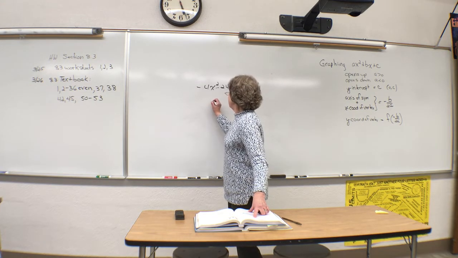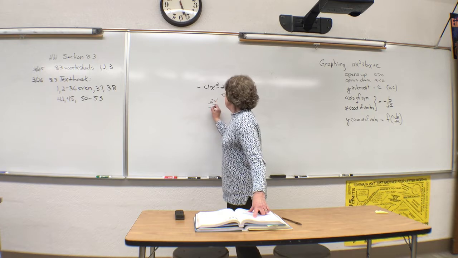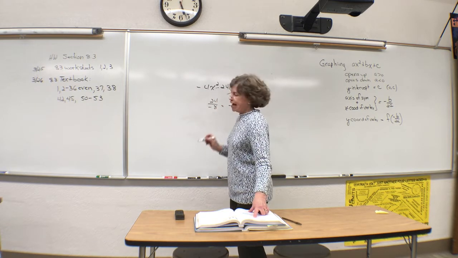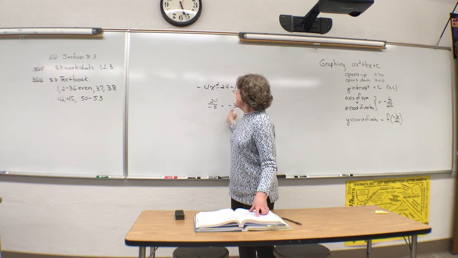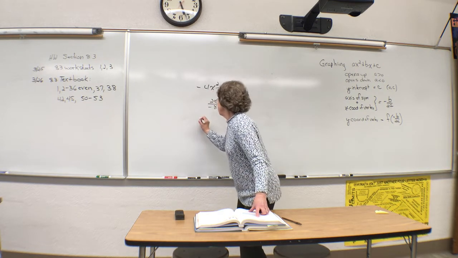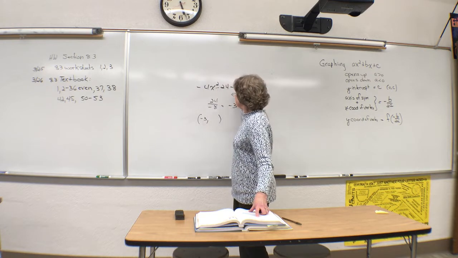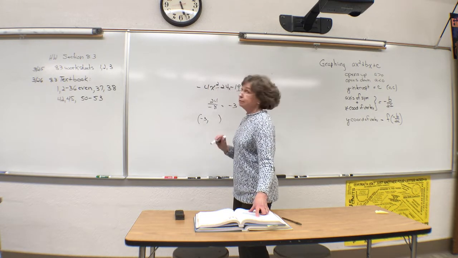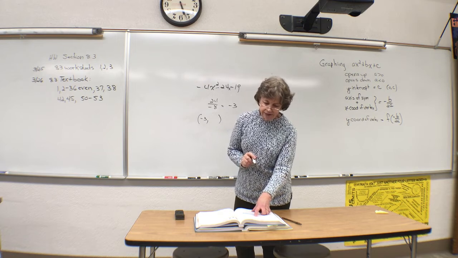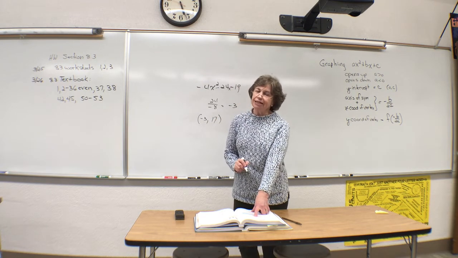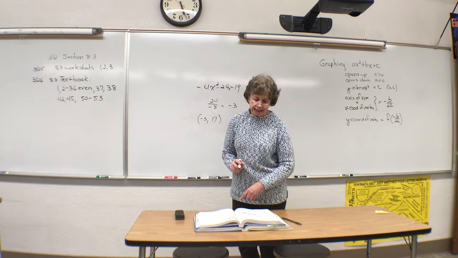When they plug in, I've got 24 over negative 8. I'm going to have a vertex at negative 3, or the axis of symmetry at negative 3. And we're going to plug that back in. So far, our vertex is at x equals negative 3. We're going to plug that negative 3 back into this equation and find out that the maximum value is 17, because that was the y-coordinate of the vertex.